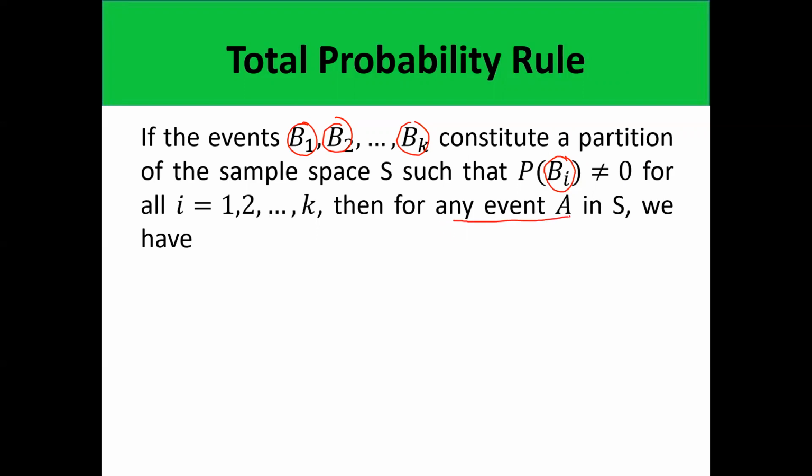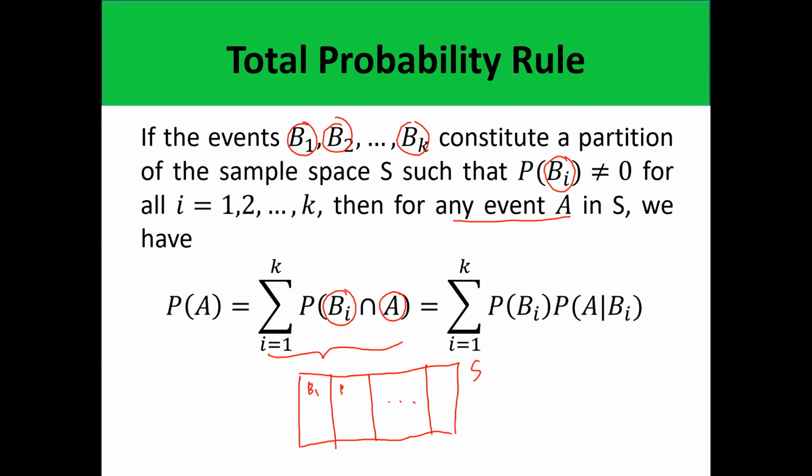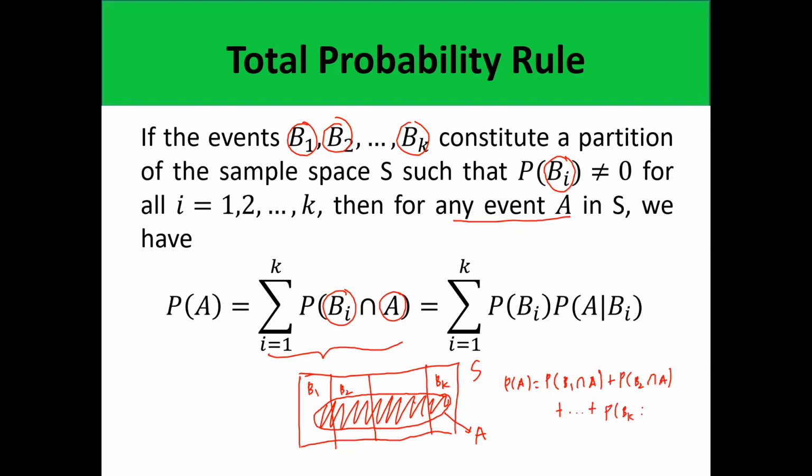Now, for any event A in the sample space S, we have the probability of A as the summation of the probabilities of the intersection of each event with the event A. In the Venn diagram, if this is the sample space S and these are the partitions, B sub 1, B sub 2, up to B sub k, we have an event which we call event A. The probability of event A is the sum of the probabilities of the intersection of each partition with the event A. So P of A can be written as the probability of B sub 1 intersection A plus the probability of B sub 2 intersection A plus up to the probability of B sub k intersection A.